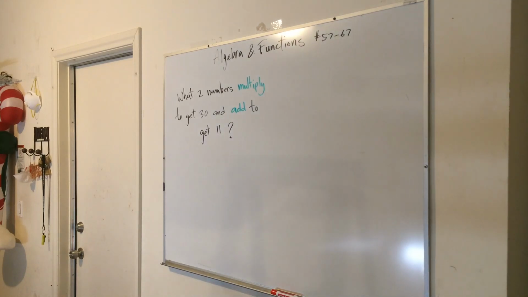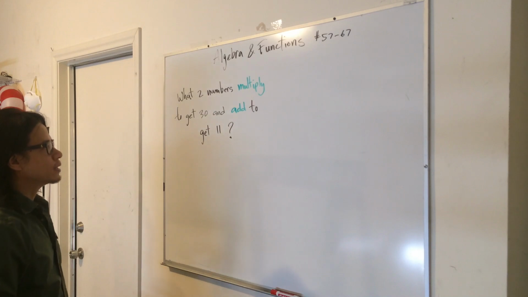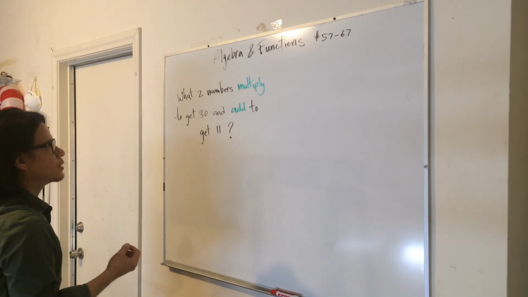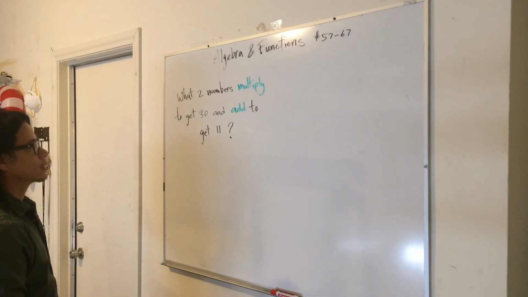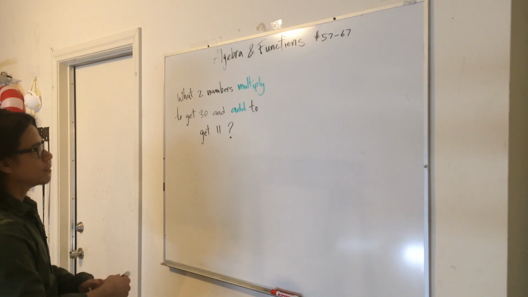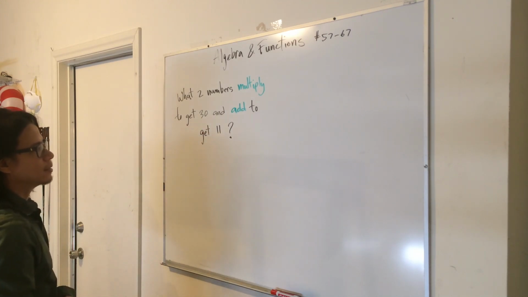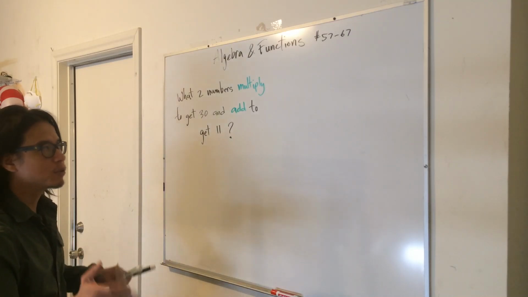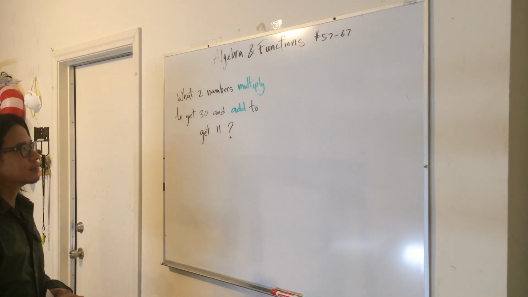Okay, so this is a little fun trivia for you. Just going to set you up for the next example. What two numbers multiply to get 30 and add to get 11? Trial and error. See if you can figure this out. Push pause on this video and try to find the answer.